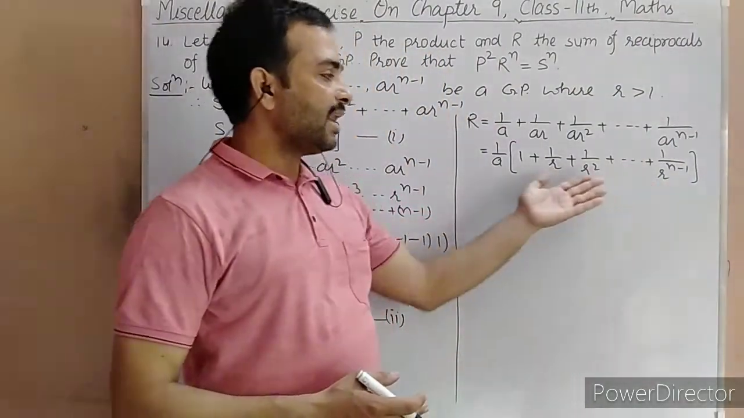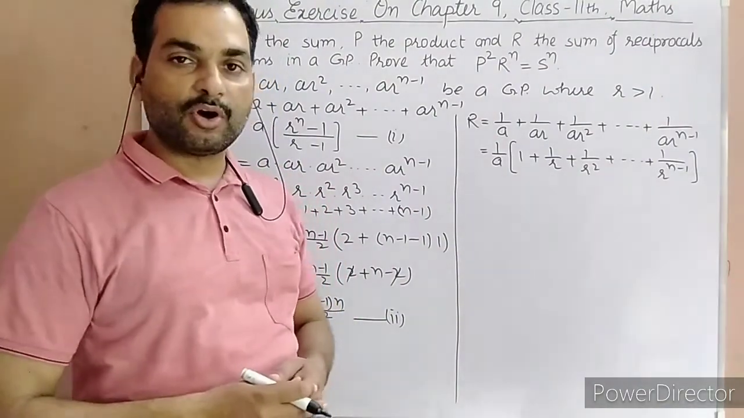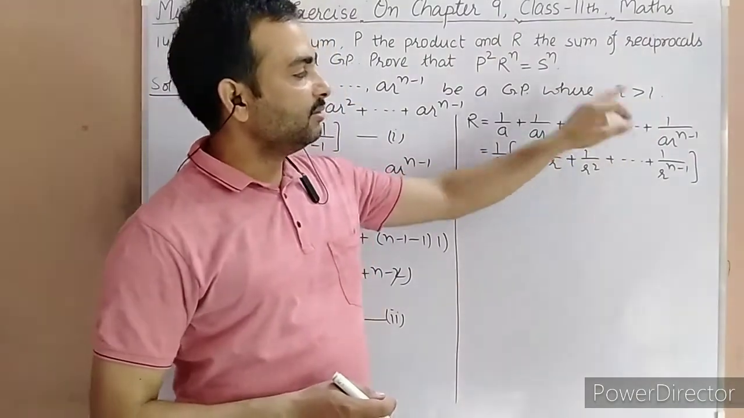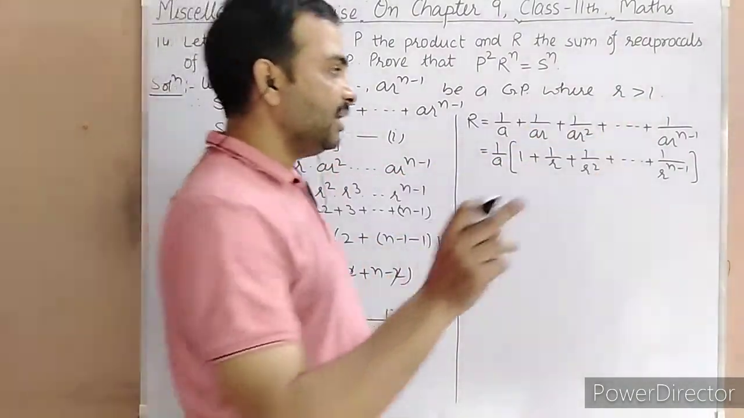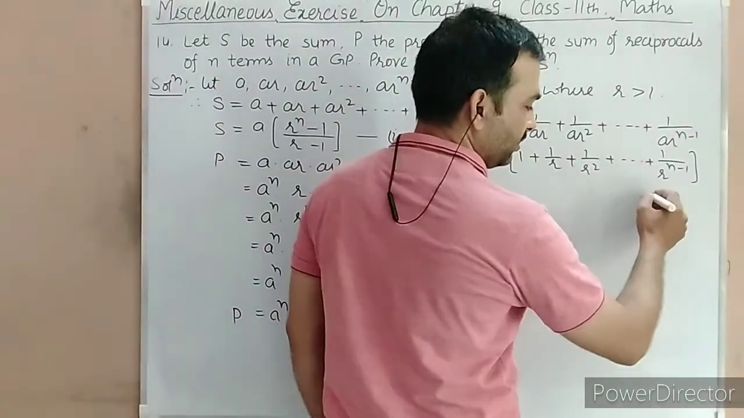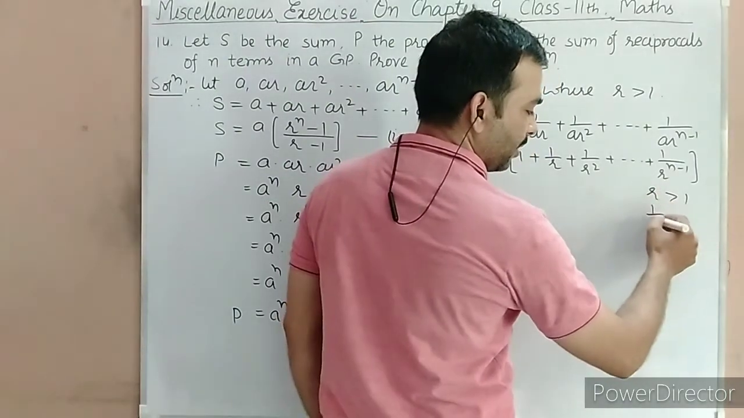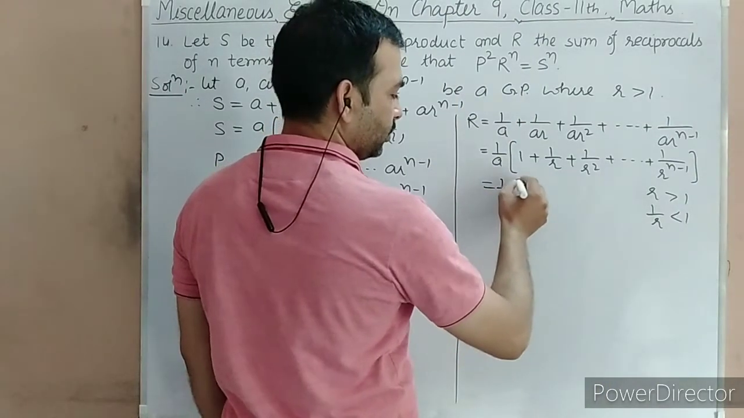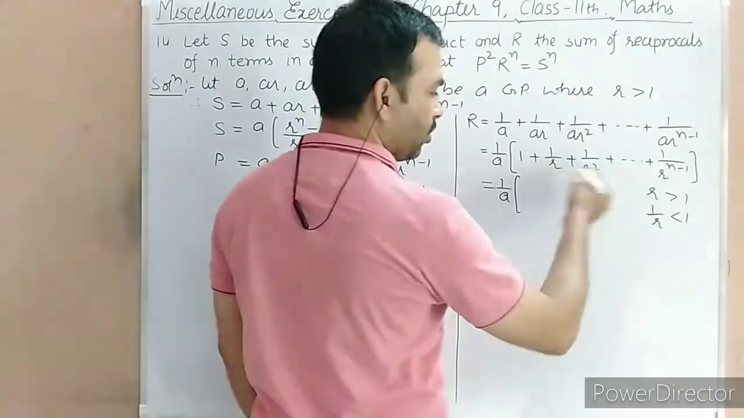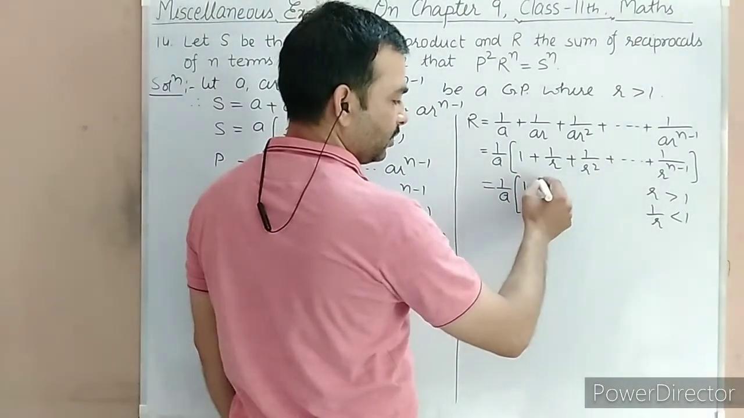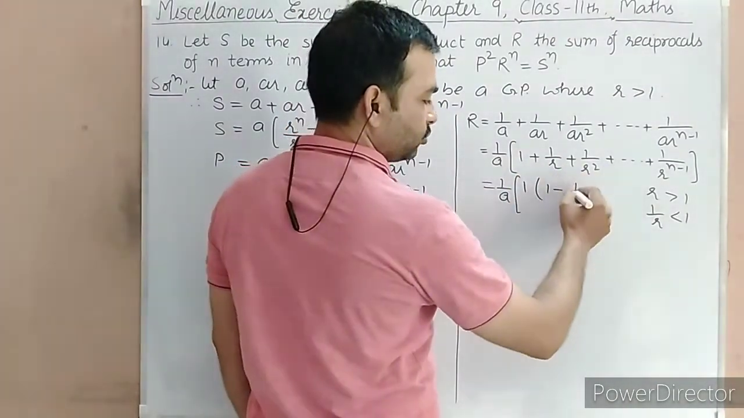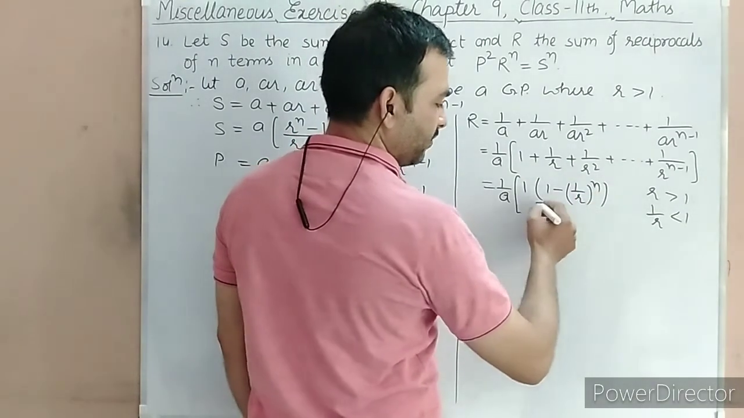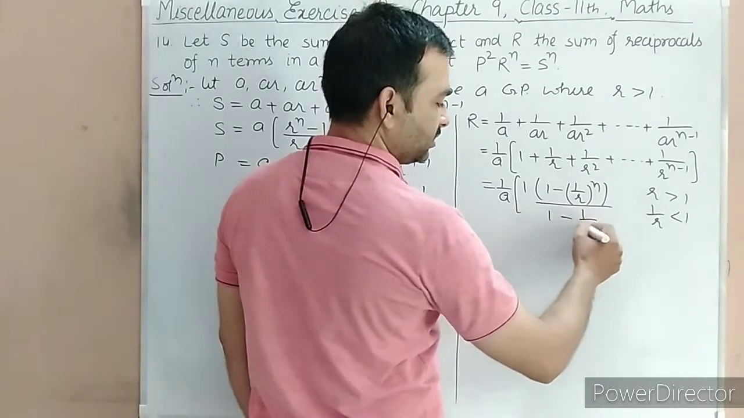So we can apply the formula of the sum of n terms of a GP. Since we take R greater than 1, then 1 upon R should be less than 1. You can see that since R is greater than 1, therefore 1 upon R is always less than 1. This is equal to 1 by A, using the formula sum of n terms of a GP: first term is 1, 1 minus common ratio 1 by r, whole power, number of terms n, divided by 1 minus r, that is 1 by r.